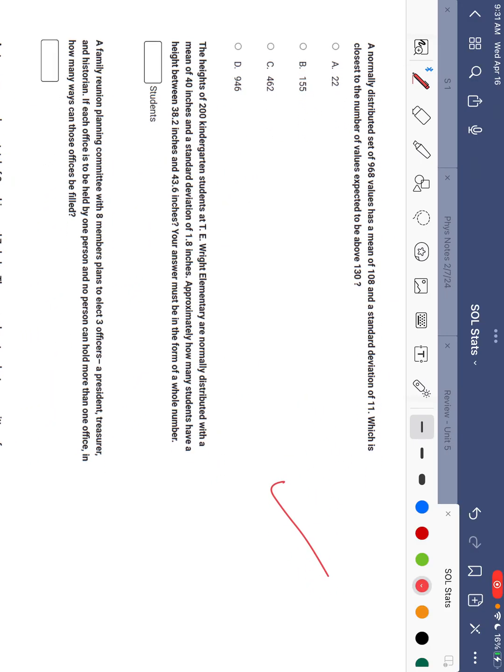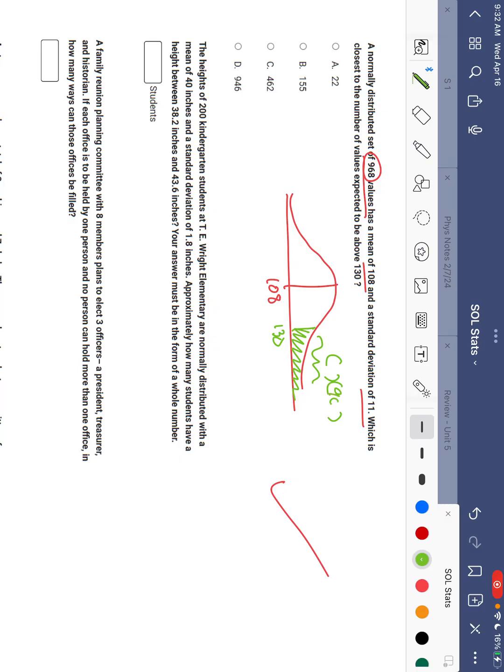All right, so here, a normally distributed test set of 968 values. They have a mean of 108 and a standard deviation of 11. So I like to kind of draw it out. So mean of 108, standard deviation of 11. But it says I want to know what's the closest number of values. So like how many of these 968 are above 130. So 130 is right here. And I want to know how many. So whatever probability I get here, I'm going to have to multiply that by 968 to figure out how many of them are up there.